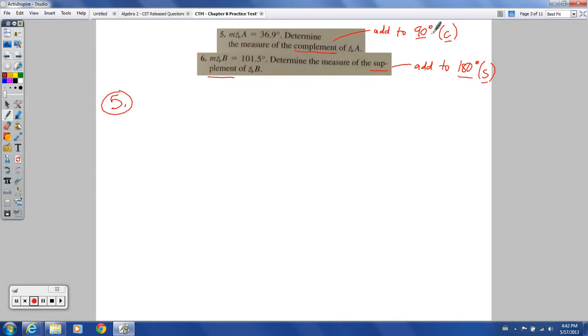But if they're supposed to add to 90, all I need to do for this one is take 90 and subtract 36.9 from that. That's very close to 37. If I subtracted 37 from there, I would have 53, and an extra 0.1 from there, I'd have 53.1 degrees. So that's the complement of an angle with that measure.